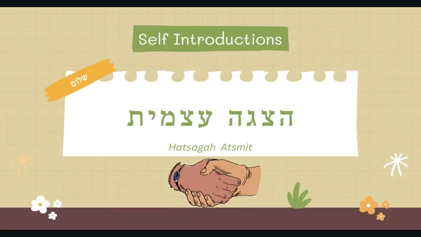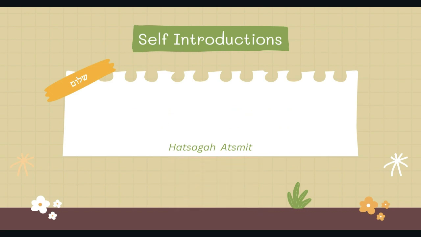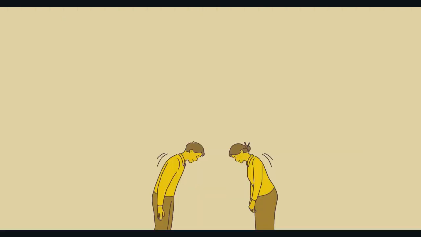Up next, we'll be going over self-introductions, how to introduce ourselves. In Hebrew, we call this hatzaga atzmit. The word hatzaga is the word for a show or a performance, and atzmit means self, like self-performance or self-show in other words. Imagine you are meeting someone new for the very first time. What would you say?